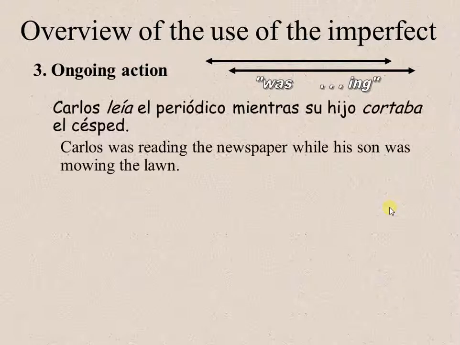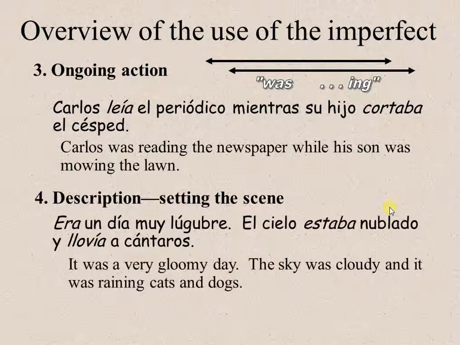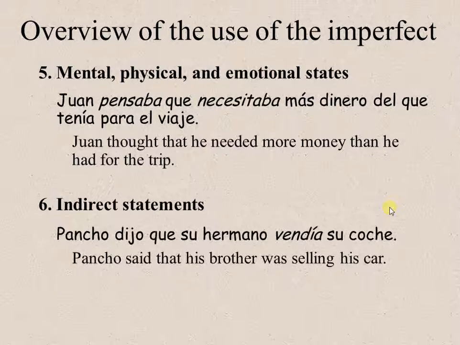Ongoing action in the past. Carlos leía el periódico mientras su hijo cortaba el césped. Description, setting the scene. Era un día muy lúgubre. El cielo estaba nublado y llovía a cántaros. Number 5. Mental, physical, and emotional states. Juan pensaba que necesitaba más dinero del que tenía para el viaje. Indirect statements. Pancho dijo que su hermano vendía su coche.